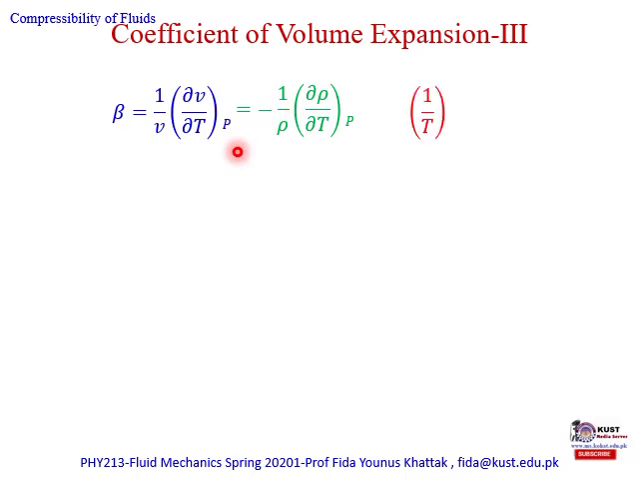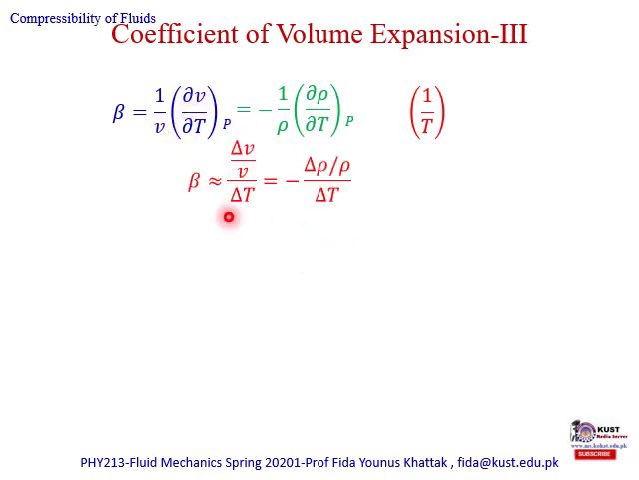The dimension of beta is the inverse dimension of the temperature. The reason being the dimension of density in the denominator will cancel with the dimension of density in the numerator, or the dimension of volume in the denominator will cancel with the dimension of volume in the numerator.